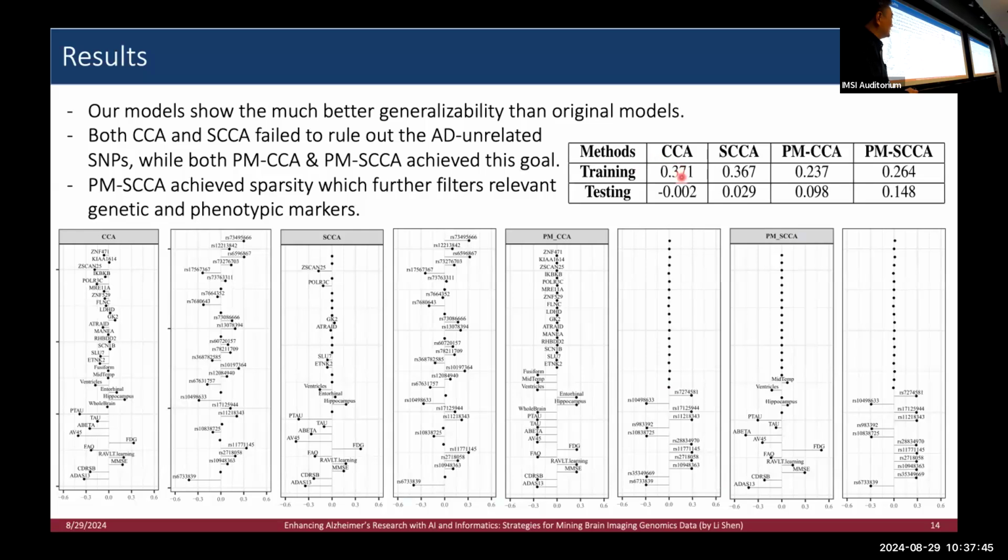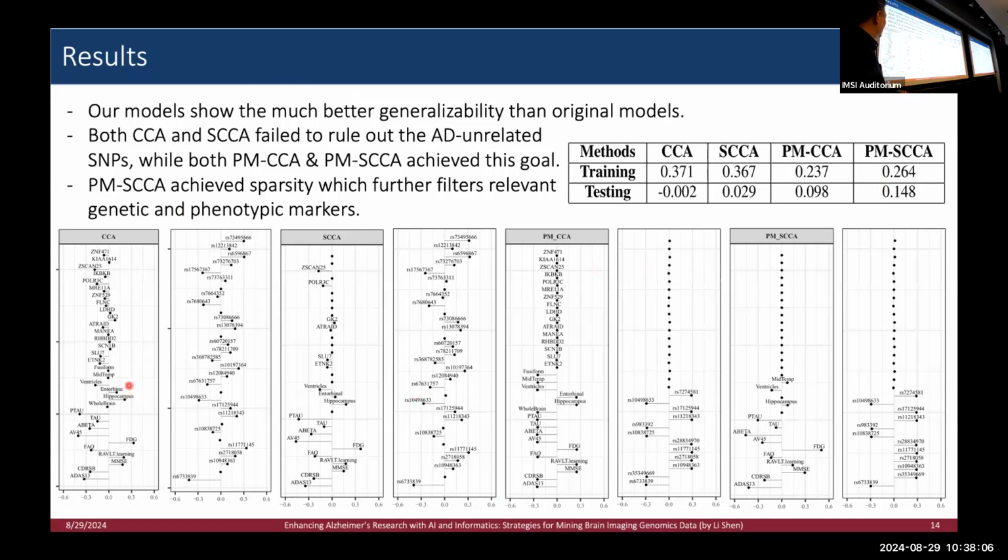We compared with CCA, sparse CCA, and the preference matrix guided CCA and sparse CCA. We trained the model. These are the correlations using the training data, but we applied them to the testing data. You can see CCA and SCCA overfitting, and ours works the best.